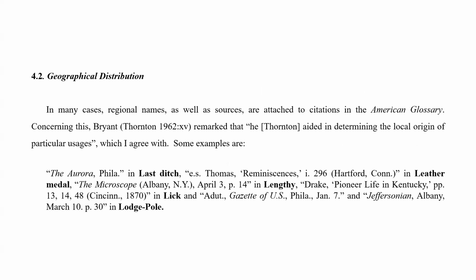Section 4.2, Geographical distribution. In many cases, regional names as well as sources are attached to citations in the American Glossary. Concerning this, Bryan remarked that Thornton aided in determining the local origin of particular usages, which I agree with. Some examples are as you see here.